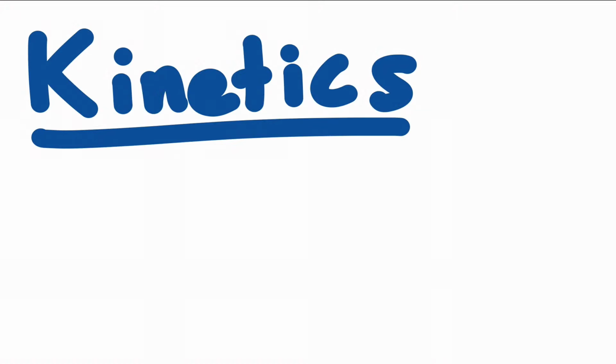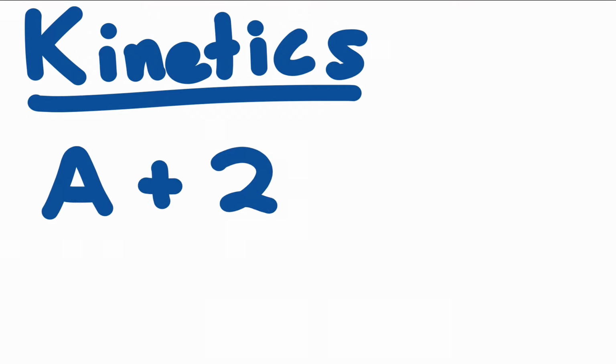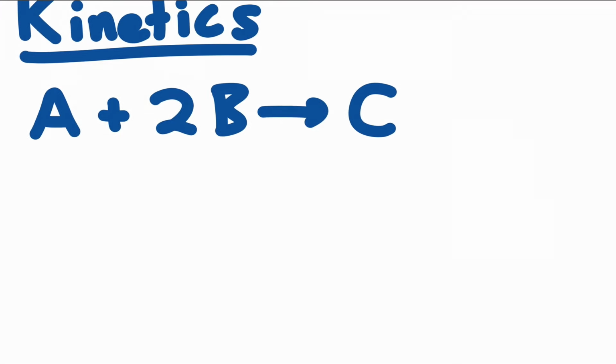Hey chemists, in this crash course we're going to review the topics that you will be expected to know for the most part in kinetics, which is all about how fast reactions occur and what chemists can do to make them faster. So if we think of just a generic reaction, let's say A plus two equivalents of B turned into some product C, how do we express how fast reactions work?